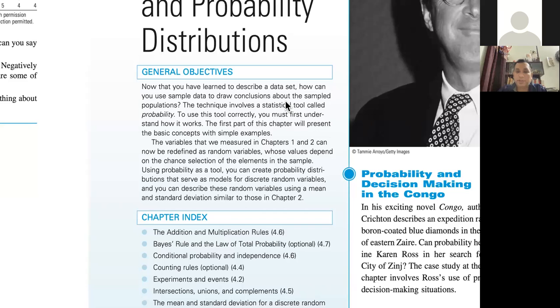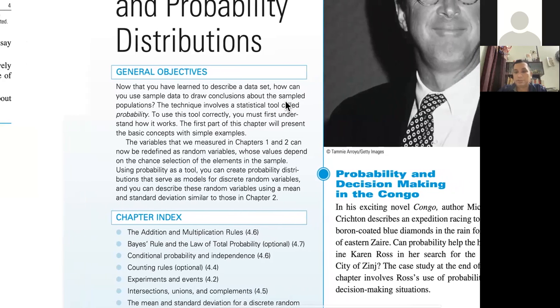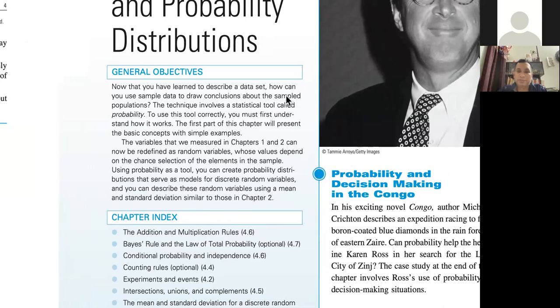So we know about the data set. Whenever field observation is going on, people gather information based on some variables that we call data. And how can you use sample data to draw conclusions about the sample population? That is done by the technique called probability.